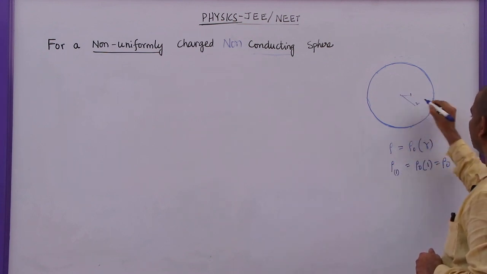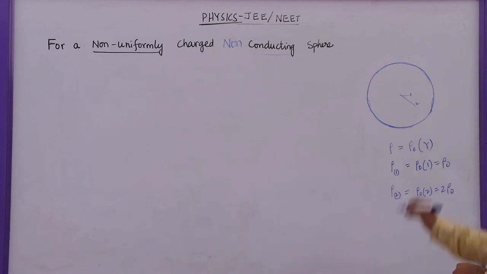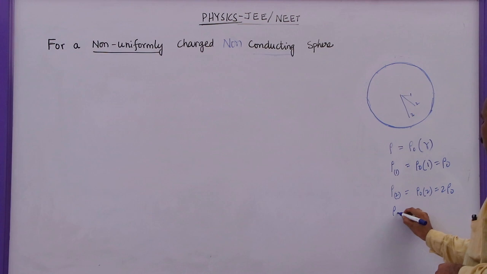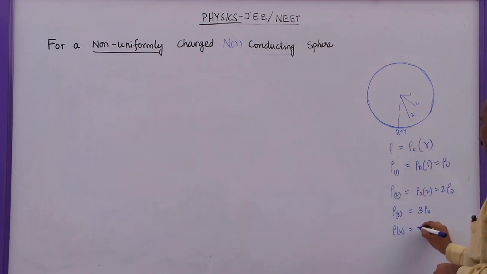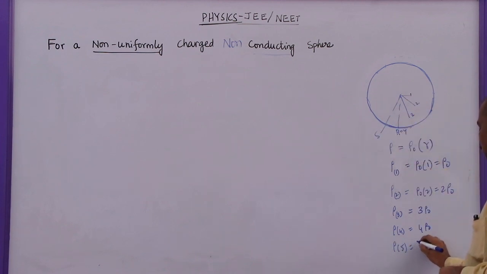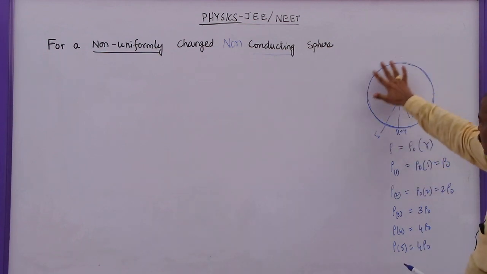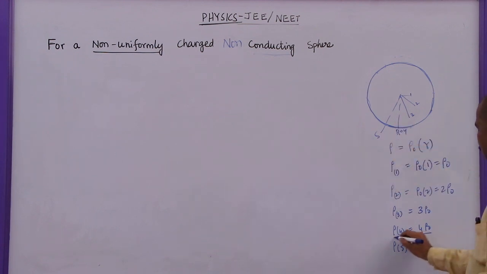And at 2 meter distance, rho is rho naught into 2, that is 2 rho naught. At 3 meter distance, the volume charge density is equal to 3 rho naught. At r equal to, let us say, 4, rho at 4 is equal to 4 rho naught. At 5 meter distance, rho is equal to 4 rho naught only. Why? Because charge will spread only within this sphere. Outside the sphere, if you take any point, this rho remains as 4 rho naught. So this is the total volume charge density.